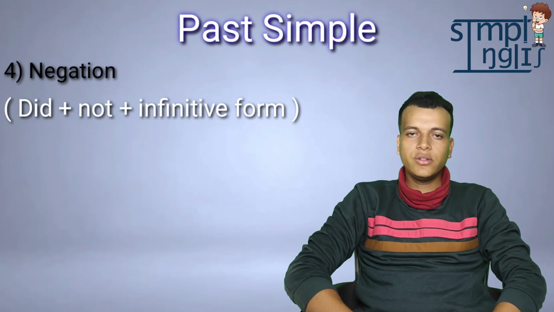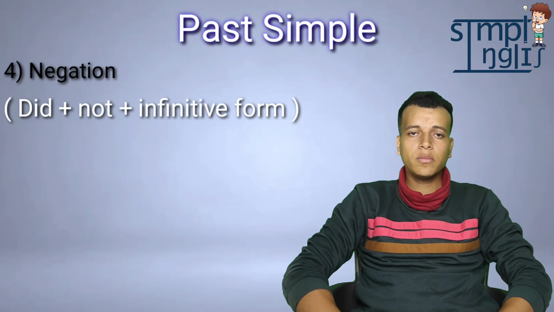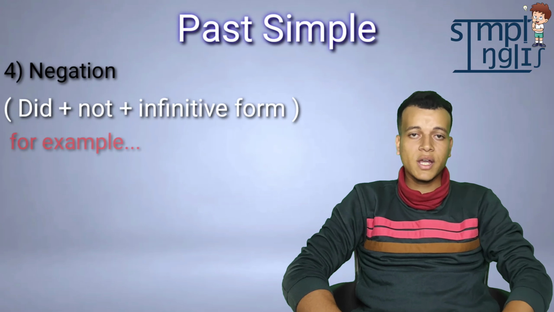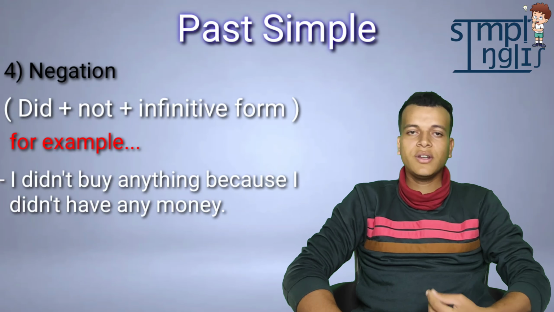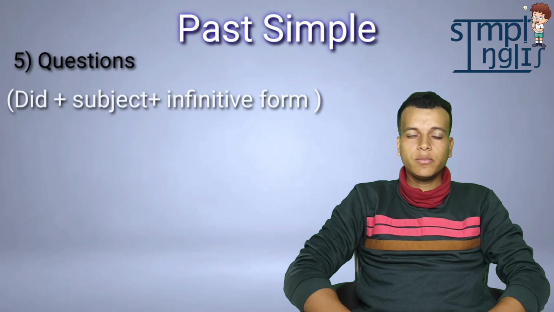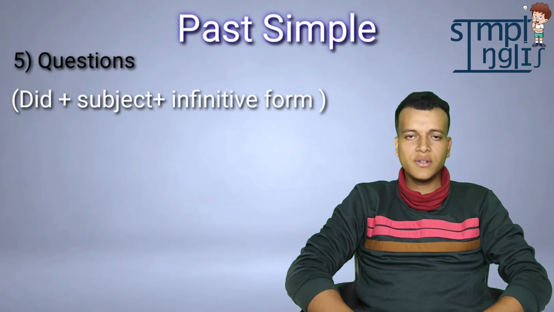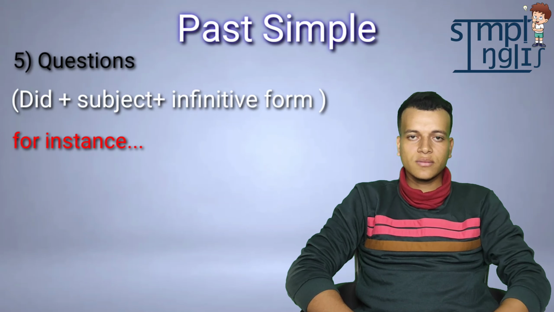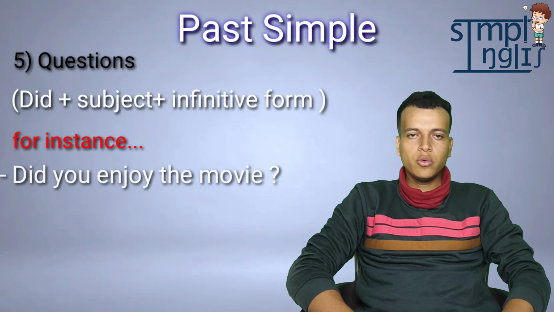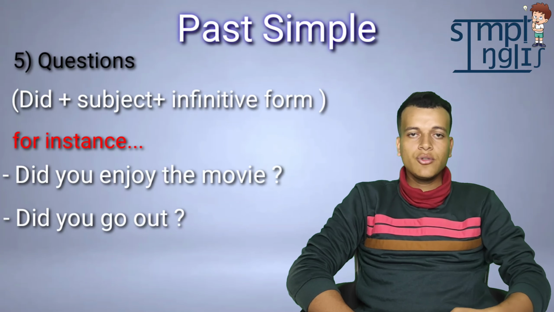Negation. The past simple negative is did plus not plus the verb in the infinitive form. For example, I didn't buy anything because I didn't have any money. Questions. We use did plus the subject plus the verb in the infinitive form in past simple questions. For instance, did you enjoy the movie? Did you go out?